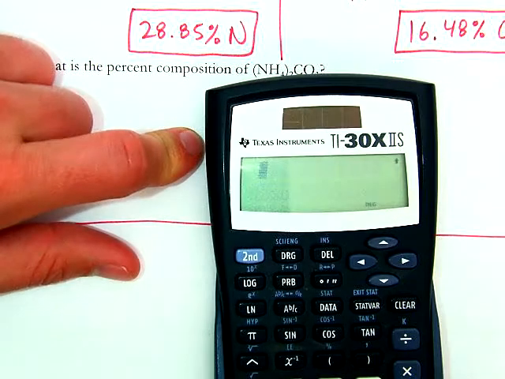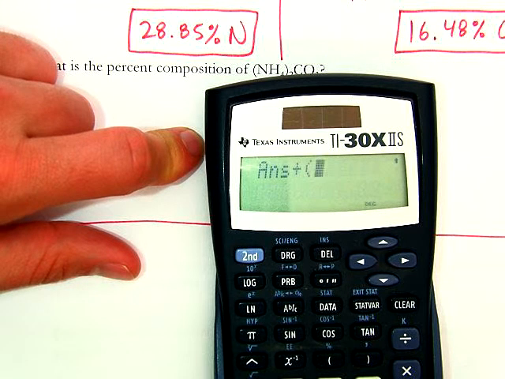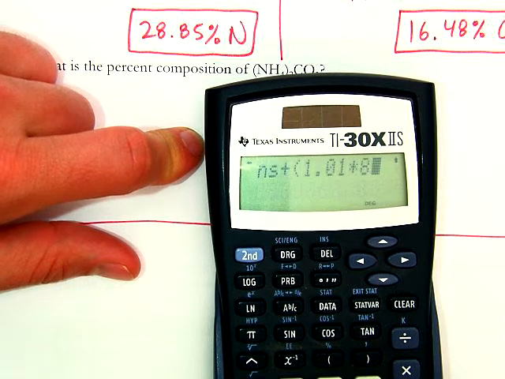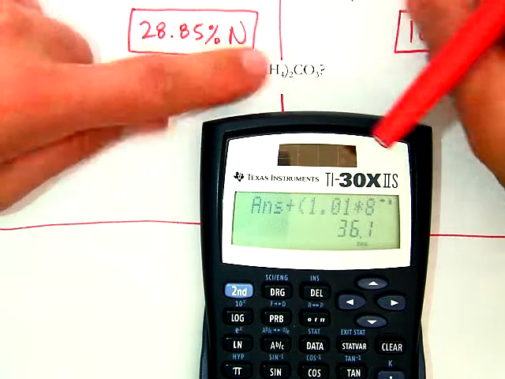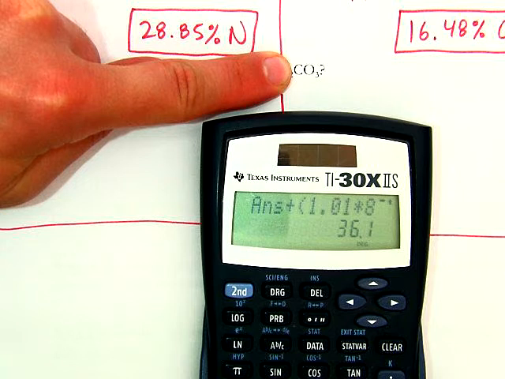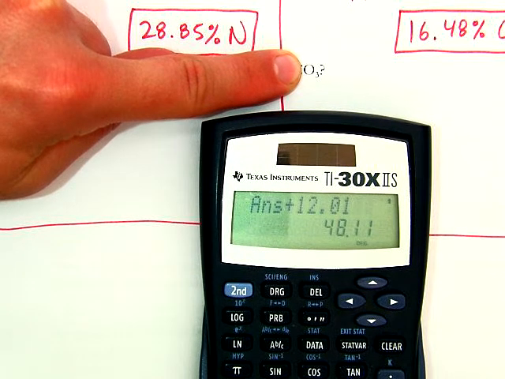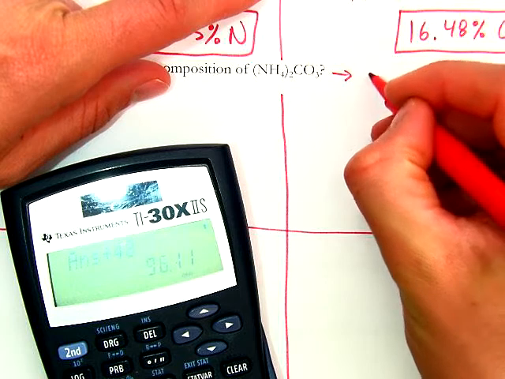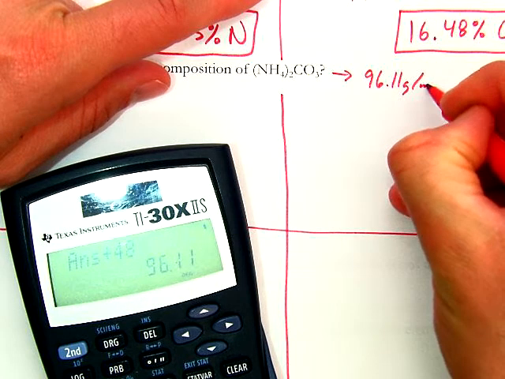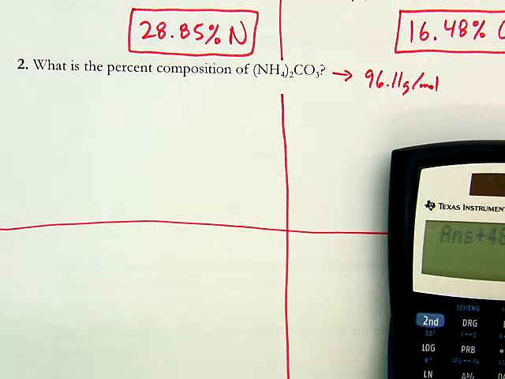So 14.01 times 2, plus we have 8 hydrogens. That's 1.01 times 8. Okay, so that gives us the mass of this first part. We then have 1 carbon, so that's 12.01, and then 3 oxygens. Oxygen is 16. 16 times 3 is 48, so plus 48. So the molar mass of this whole thing is 96.11 grams per mole. That's our molar mass. So now I'm just going to find the percent composition of each.